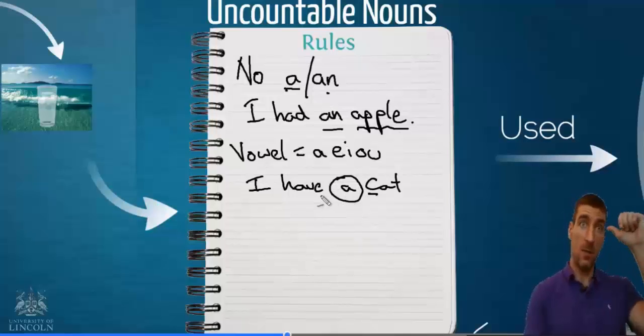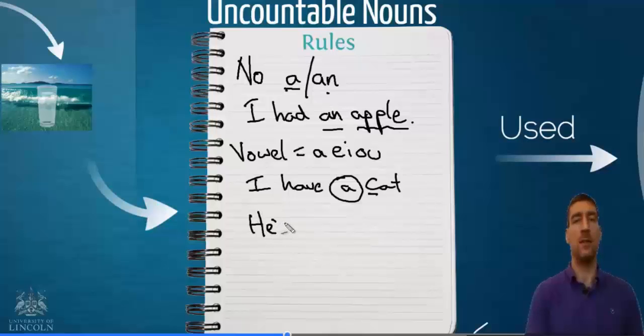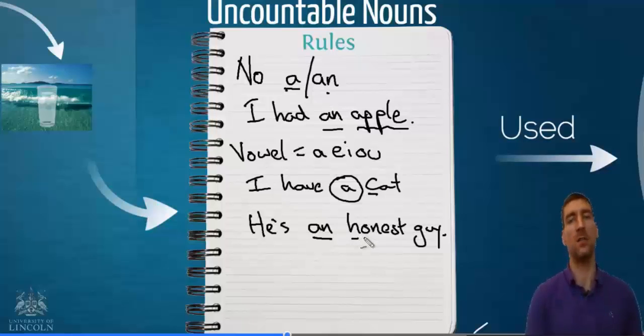Okay. This also can be when we have a noun that has a vowel sound. So it might start with a consonant but has a vowel sound. You could say, for example, he's an honest guy. He's an honest guy. You'll notice that we used an, and that we should only use that with vowels. Well, in this case, the H in honest is silent. It sounds like onest, not honest. So the O is a vowel, and therefore we use an.